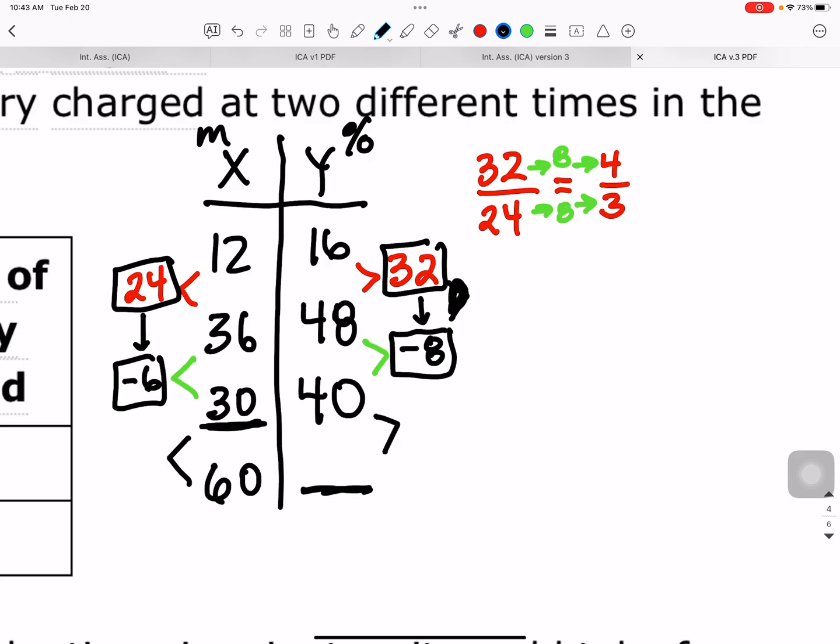Okay, let's see. This one went up 30. This one went up 30. So then to keep this the same fraction, we multiplied this by -5. We're going to have to multiply this one by -5. This one's going to need to go up 40. So this needs to be 80.